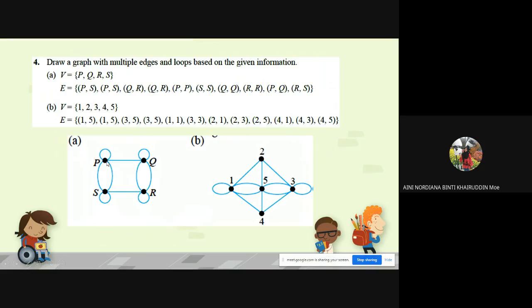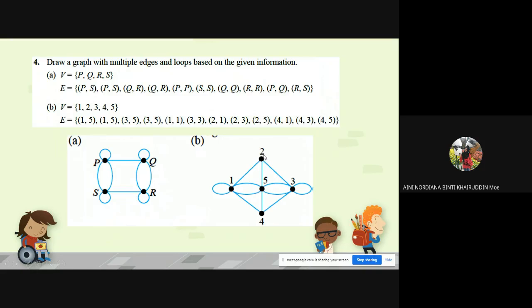PP means one loop for P. SS, one loop at S. QQ, one loop at Q. RR, one loop at R. PQ, so one edge from P to Q, and one edge from R to S. So this is one of the answers. Actually, there are many ways to draw as long as you follow this. So this is for B.